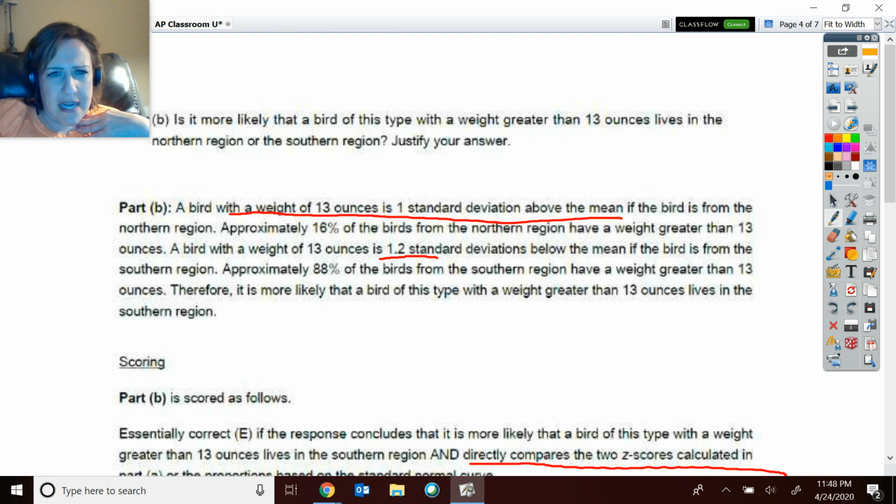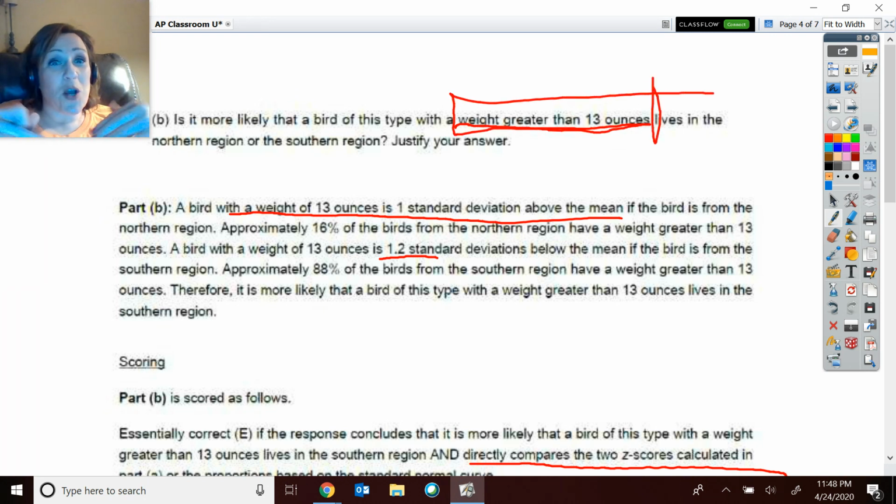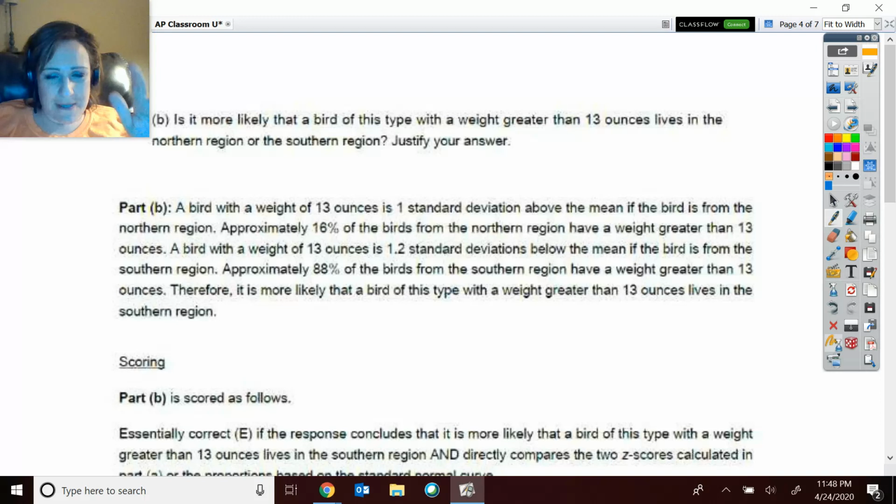Is it more likely that a bird of this type with a weight greater than 13 ounces, oh, yeah, I did it wrong when I did the problem. Greater than 13 ounces lives in the northern or the southern. Okay. Yikes. I was thinking it was which region is it more likely to come up with one that is 13 ounces? So I actually think I might have graded some people's free responses wrong. So let's take a look back at that and let's rethink it.